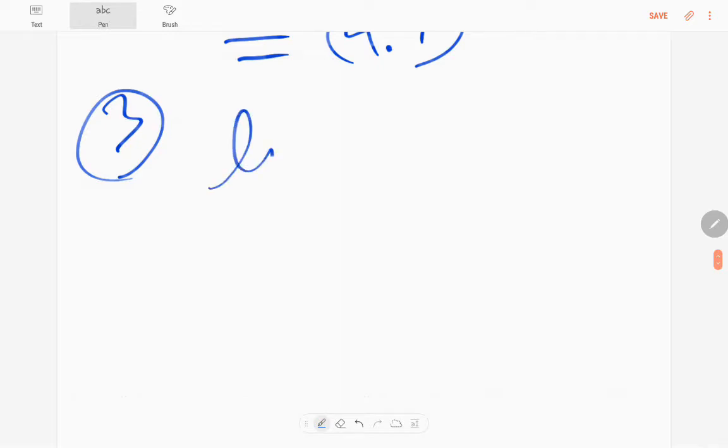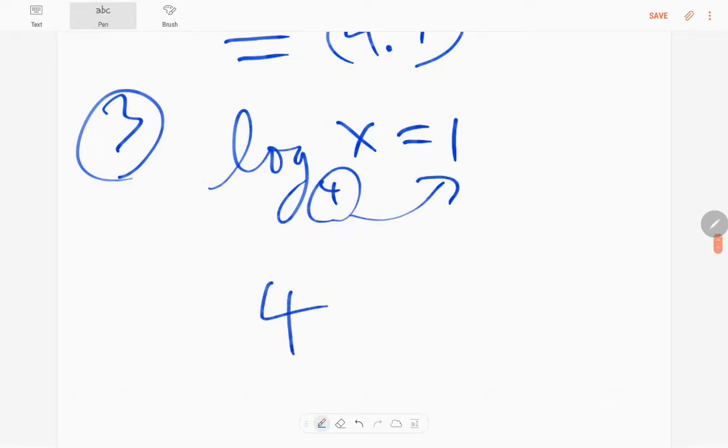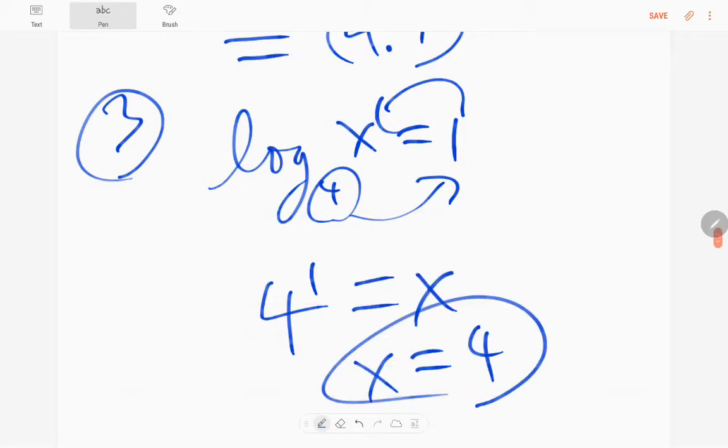Solve the log equation. Log x to base 4 equals 1. Well, remember the trick on these is to change to exponential form. So start with the base and go in a little circle. 4 raised to the first power is equal to x. But that's really just the same as saying x is equal to 4.